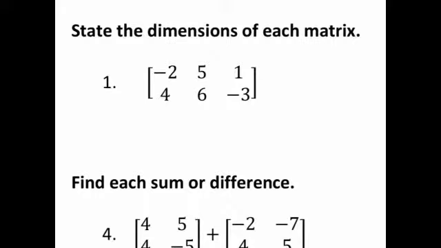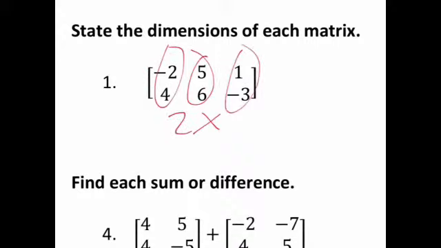Alright, it's time for the solutions for the basic matrix operations assignment. This is rather quick. On the first one, you just have to list the dimensions. So this particular matrix has 2 rows, and it has 3 columns. And you just write them just like that, 2 by 3.